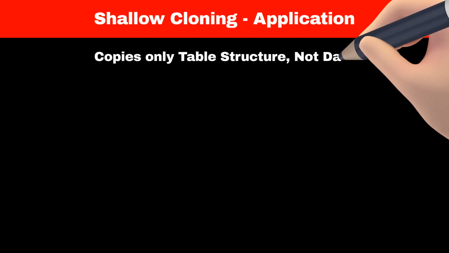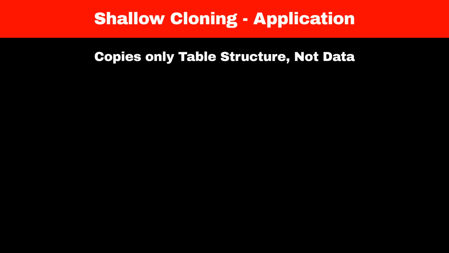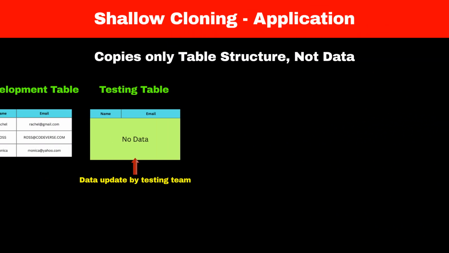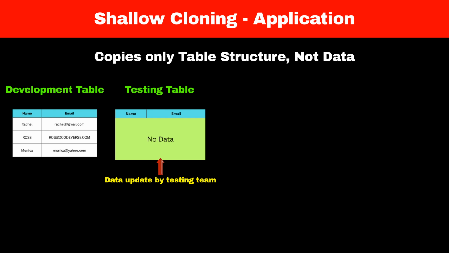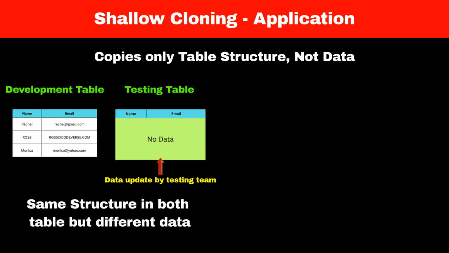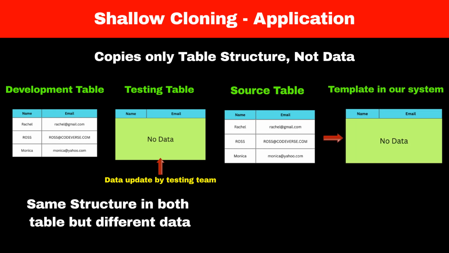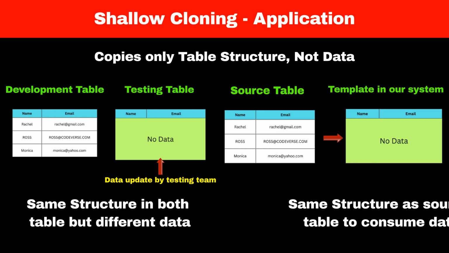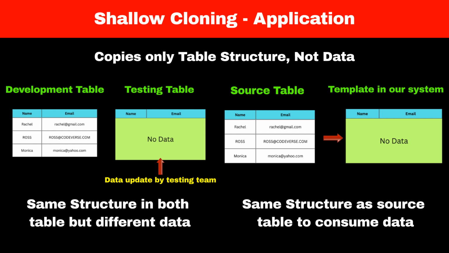Let's understand where we should use shallow cloning and deep cloning. Shallow cloning just copies the structure but it doesn't copy data, so it makes it ideal for development and testing scenarios. Development and testing both have the same table schema but different data, so we can use shallow cloning to copy the table structure from the development table to the testing table. Next application is creating templates. Many times our data comes from different sources and in our system we have to define the same schema so we can consume the source data into our system. So in this scenario we can use shallow cloning.